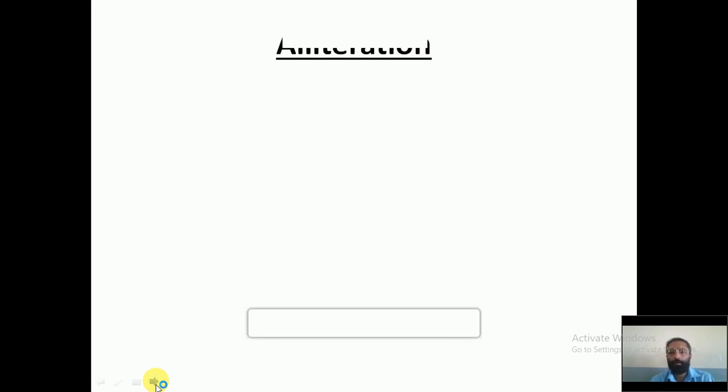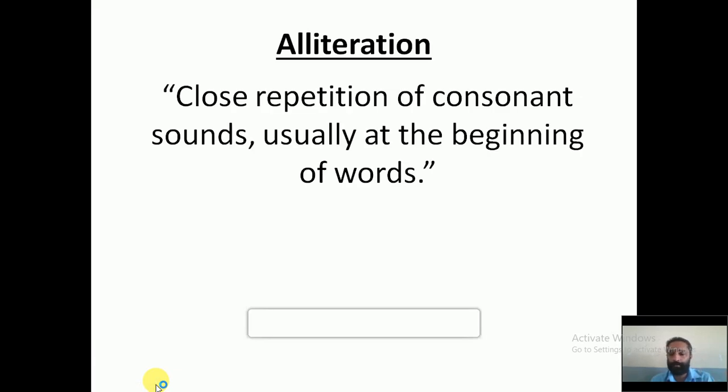Now come to the next one. I hope you already know the term alliteration. What does it mean? Once again I am explaining. Alliteration is the close repetition of consonant sounds, usually at the beginning of the words. Here is an example from the poem.